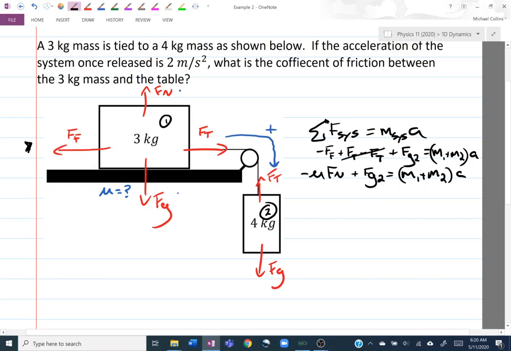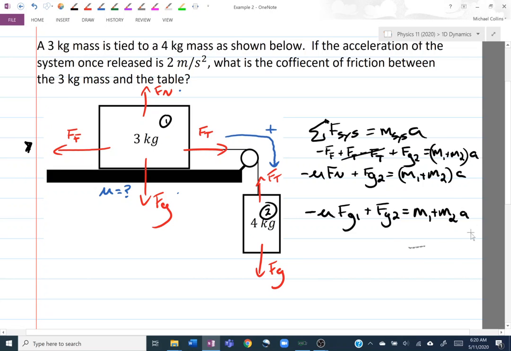That 3 kilogram mass is not moving up, it's not moving down. So those two forces, there are only two forces there, they must be balanced. So Fn must be equal to Fg in this case. So I get a negative mu Fg1 plus Fg2 is equal to (m1 plus m2) a.